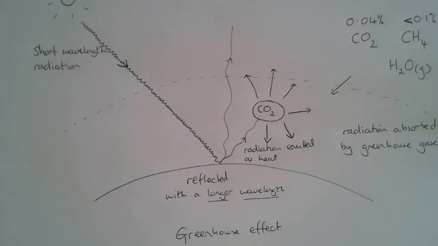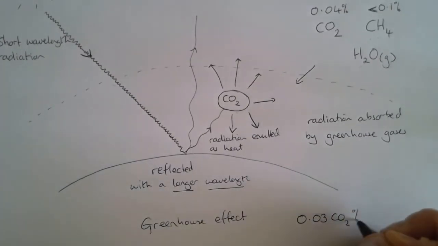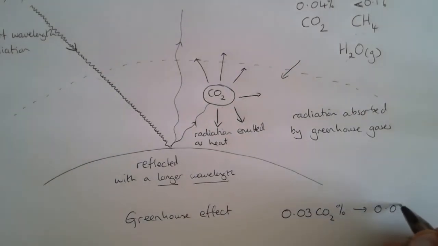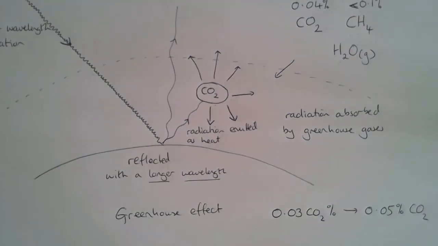However, over the past 200 or so years, we have increased the amount of carbon dioxide in the atmosphere from a little bit over 0.03% getting towards 0.05% carbon dioxide. Now that is a significant increase. That's a 60-70% increase in the amount of carbon dioxide in the atmosphere. That means more and more of the reflected radiation is being absorbed, increasing the temperature of the Earth's atmosphere.